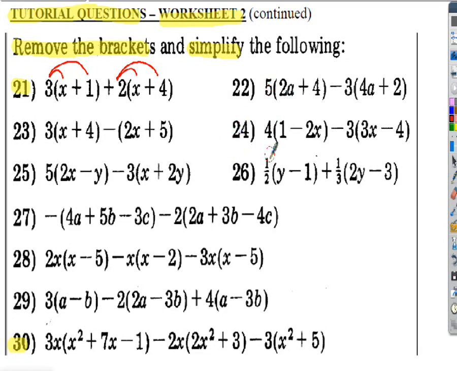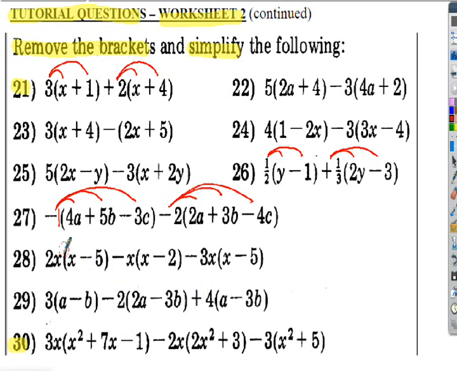Don't forget with question 26 again about fractions, so it's a half multiplied by the y, half multiplied by negative 1 there, and a positive a third multiplied by 2y, and a positive a third multiplied by negative 3. Again in question 27, if it helps you to think of a 1 in front of the bracket, then add the negative 1 there. Question 27, we've got these 3 terms inside the bracket, but again the same principle applies. Multiply the outside number by the 3 terms inside individually.